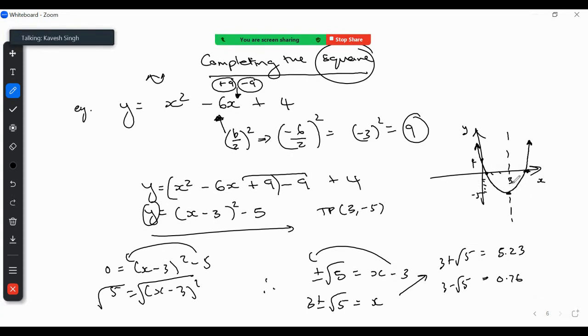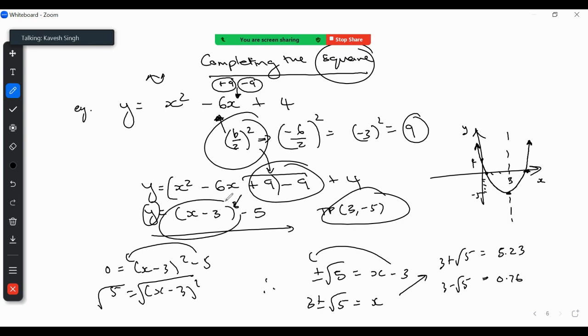And I've drawn the graph much quicker. I found the x-intercept faster. I got the y-intercept straight away, and I got the turning point directly once I have it in completing the square form. The biggest step here is to remember that we take b over 2 squared, and we add and subtract it. And then we create a bracket squared after that.